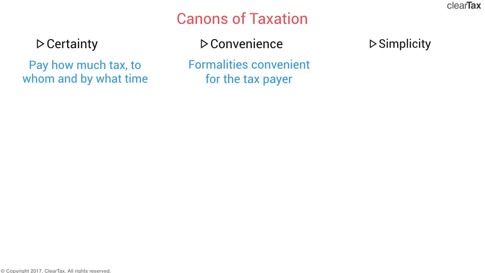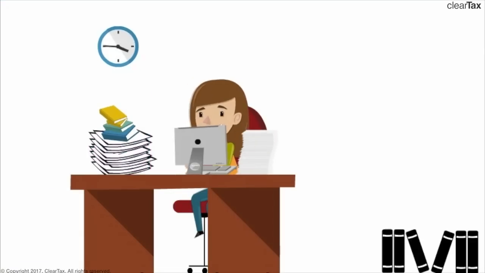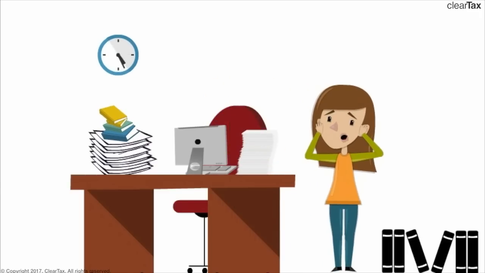The next canon is a simple one, the canon of simplicity. Here's Lucy. She looks completely lost because she can't understand anything about the tax law that she ought to comply with. She is referring to so many books, so many journals. She even browsed through the government's tax site but couldn't solve her queries. This is a bad tax structure, where the laws are not simple enough for all citizens to understand in one go without the help of an expert.